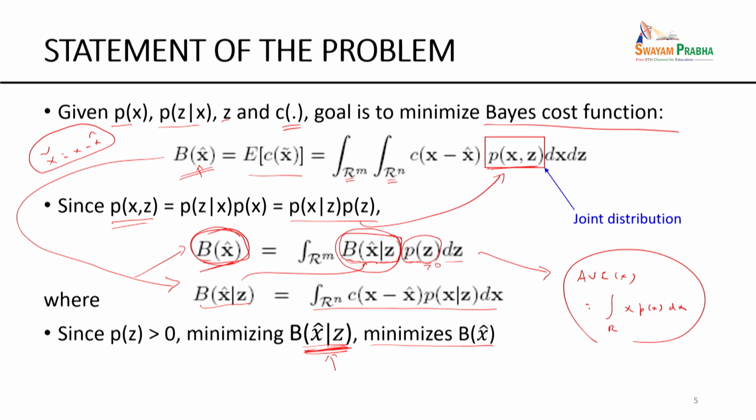So I now move on to characterizing the properties of this conditional cost function. What is the conditional cost function? What is the Bayesian cost associated with the estimate x hat given the observation z? Given the observation z. So that's the idea.